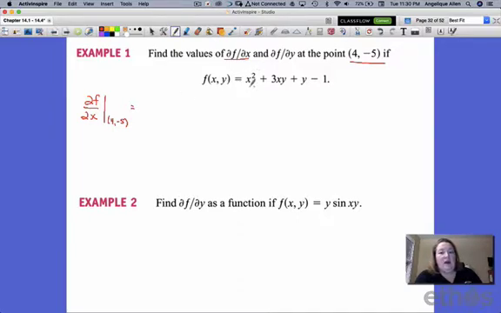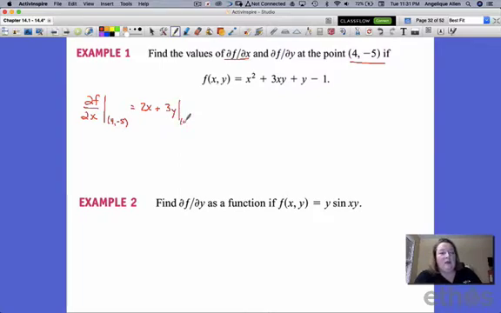But here we go. X squared, the derivative of x squared with respect to x is 2x. All right, y is a constant, so the derivative of 3xy is 3y. And the derivative of y with respect to x, well, since y is being held constant, the derivative of a constant is 0. And -1 is a constant, so its derivative is 0. And we have our partial derivative with respect to x.